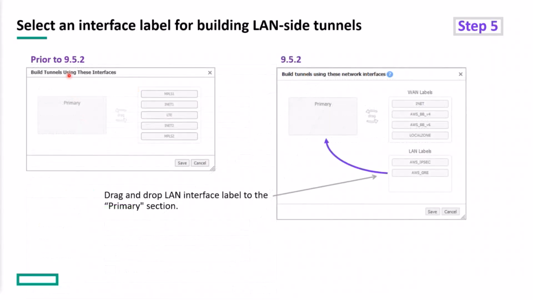So prior to 9.5.2, we only showed the WAN interface labels on this page. But in 9.5.2, now you see the LAN labels as well. All you have to do is just drag and drop the LAN interface that you want the ECB to build a tunnel to the TGW into this area.